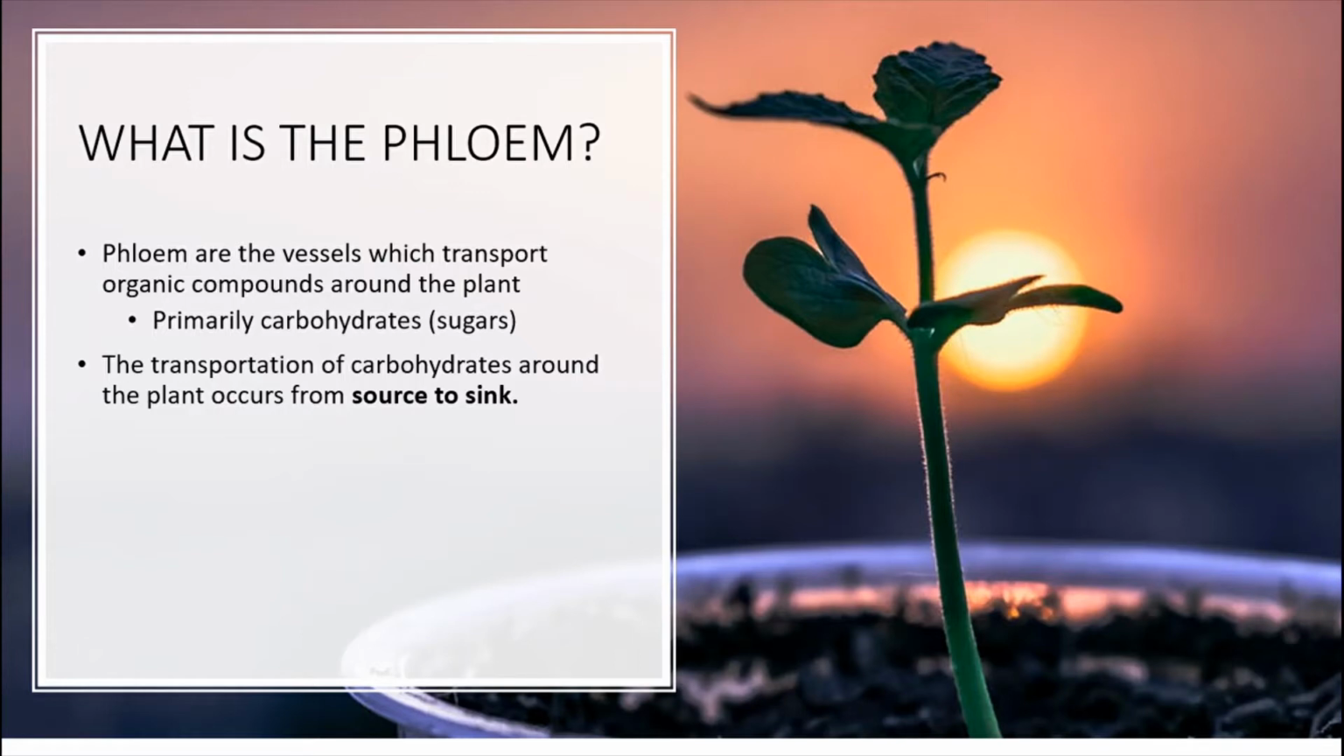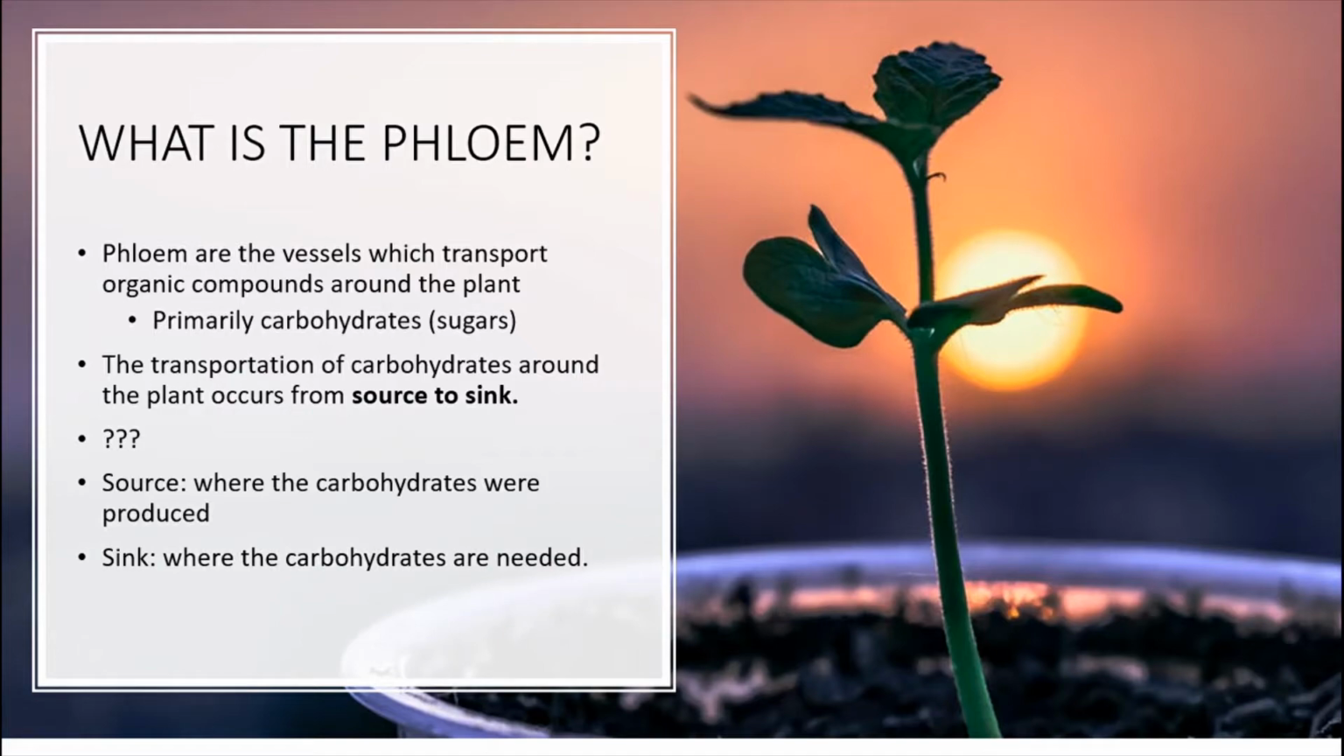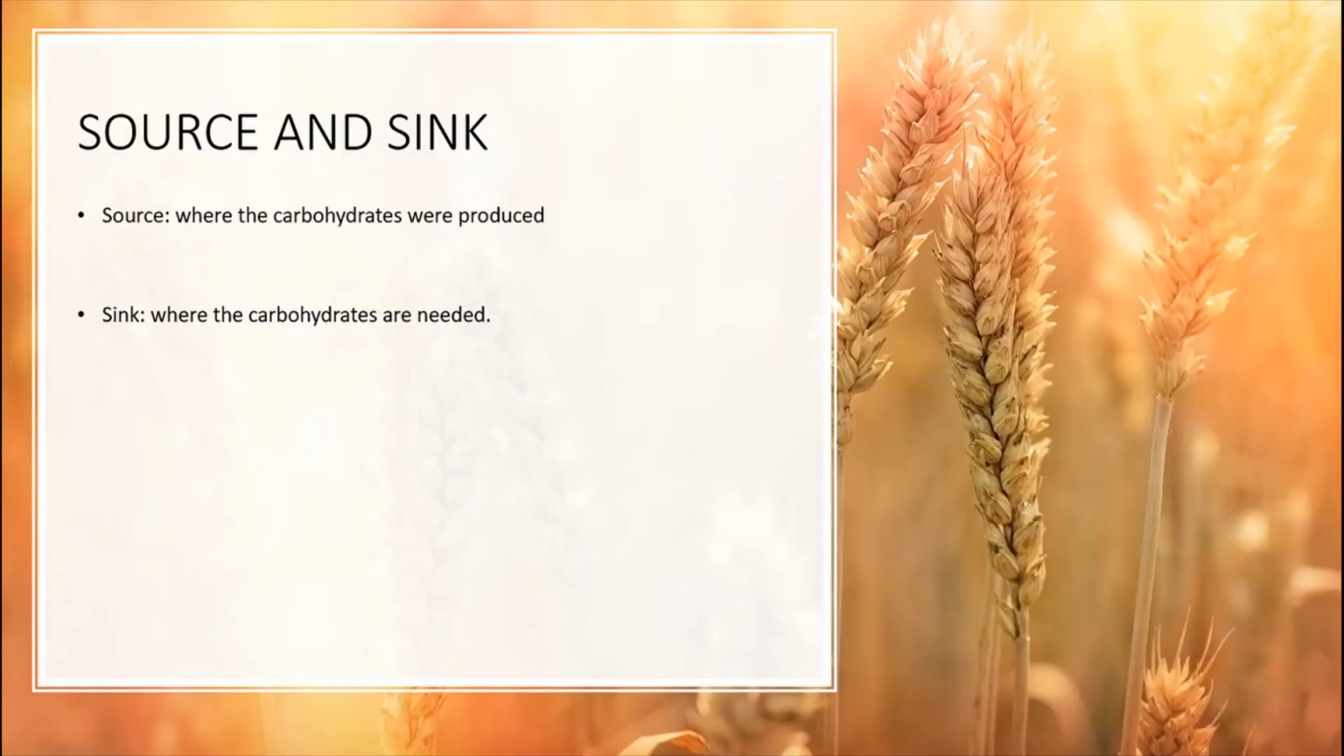Now, when we talk about the transportation of carbohydrates around the plant, we talk about this direction of movement as going from the source to the sink. So let's have a look at what that means. So the source refers to the site of production of the carbohydrates, whereas the sink refers to where the carbohydrates are needed.